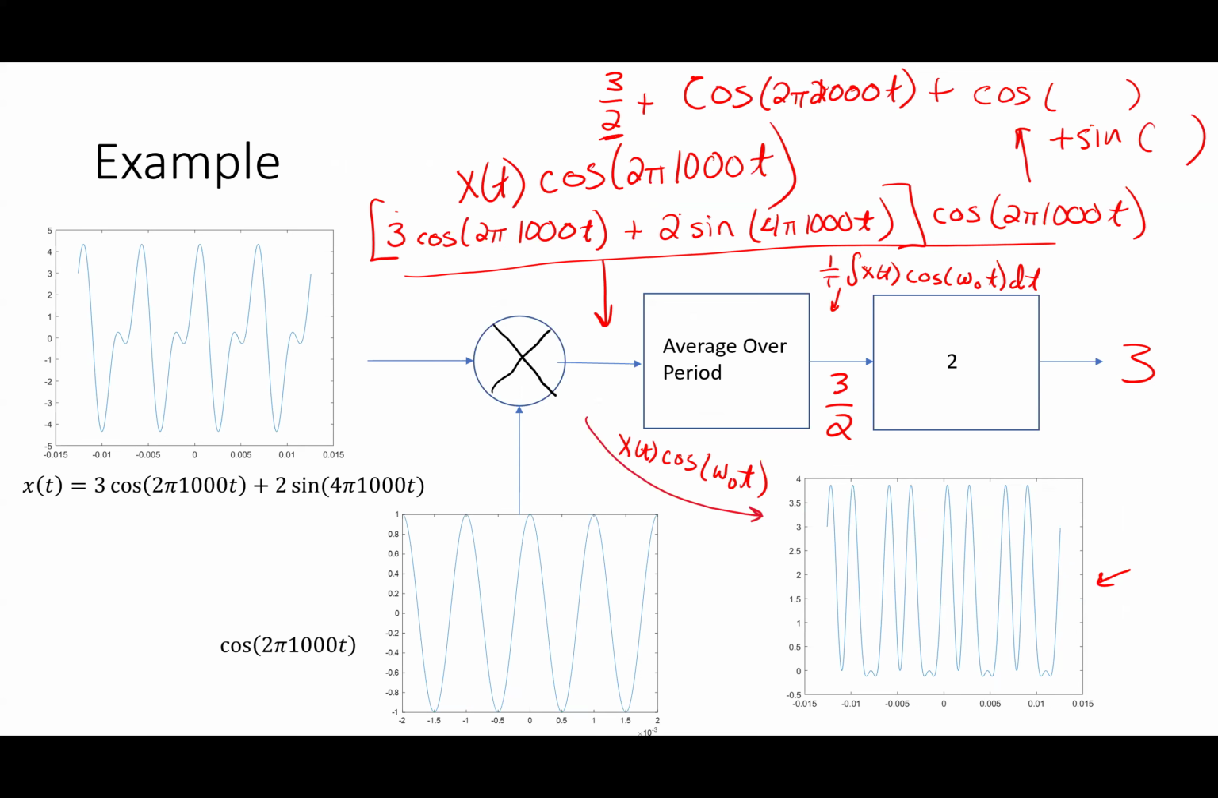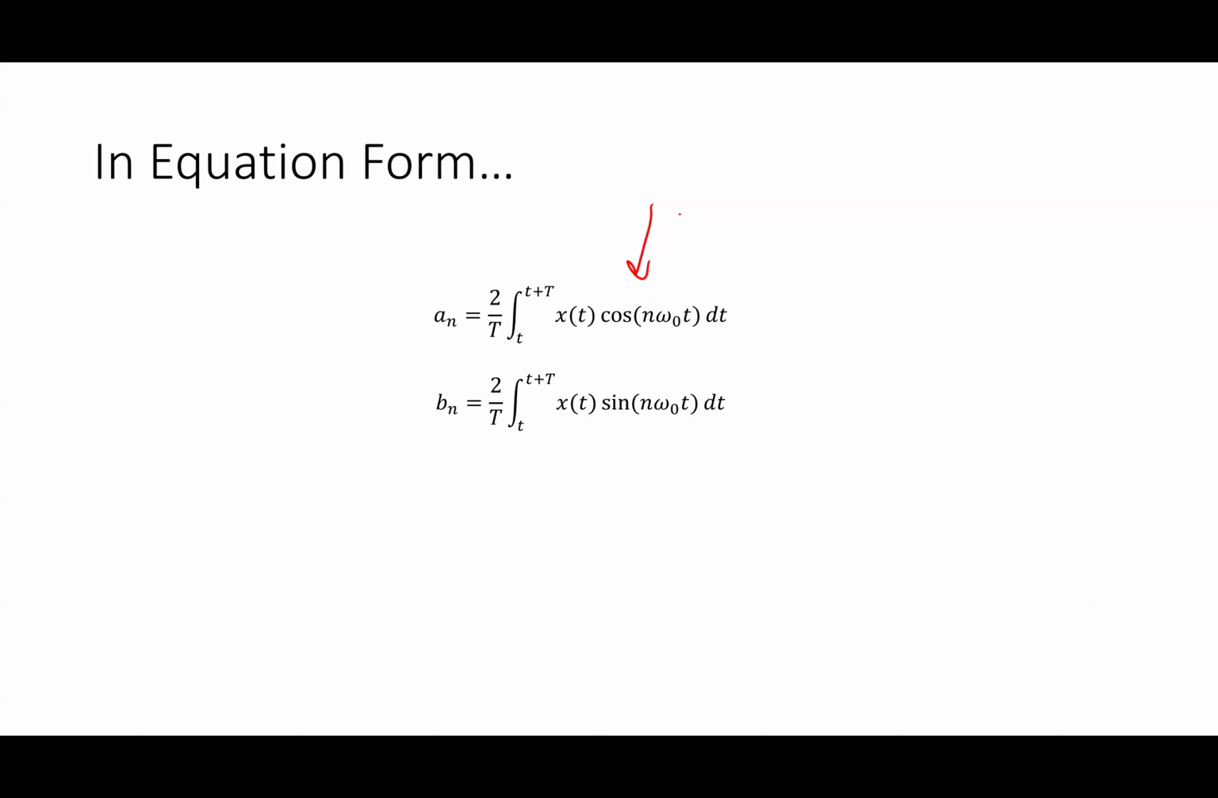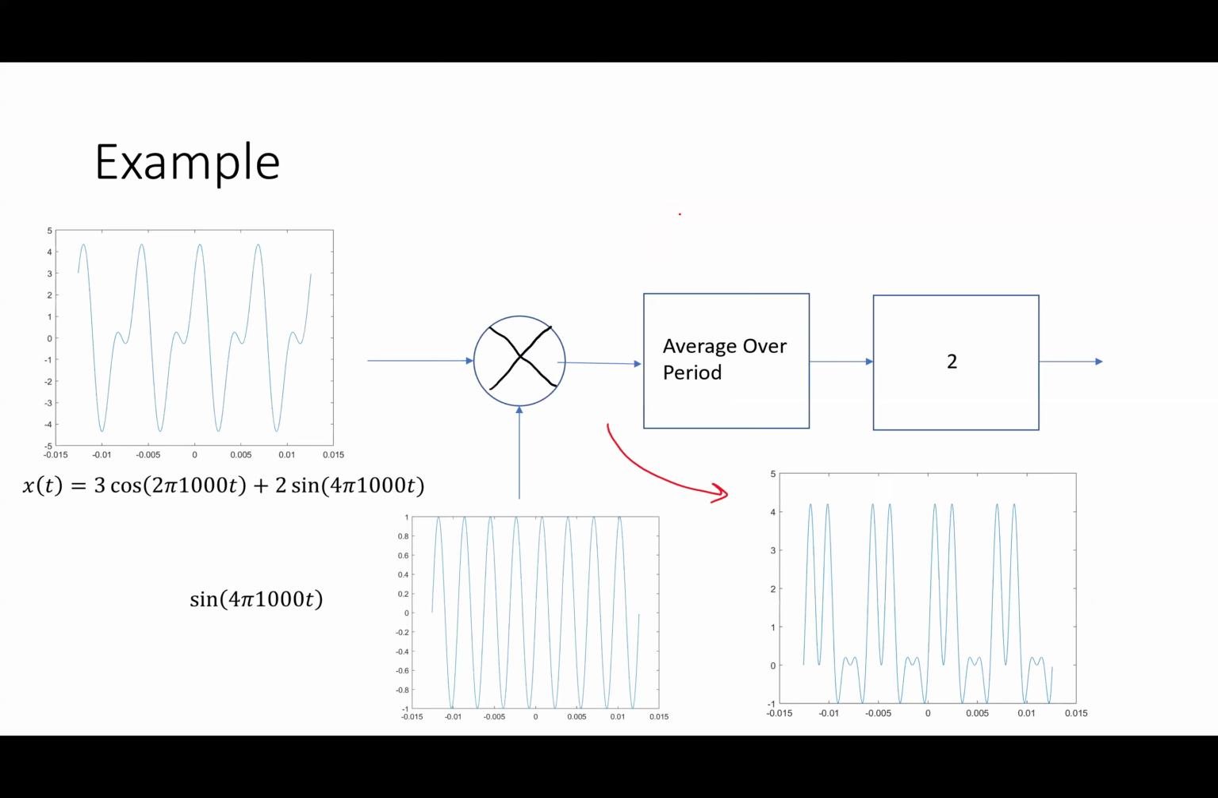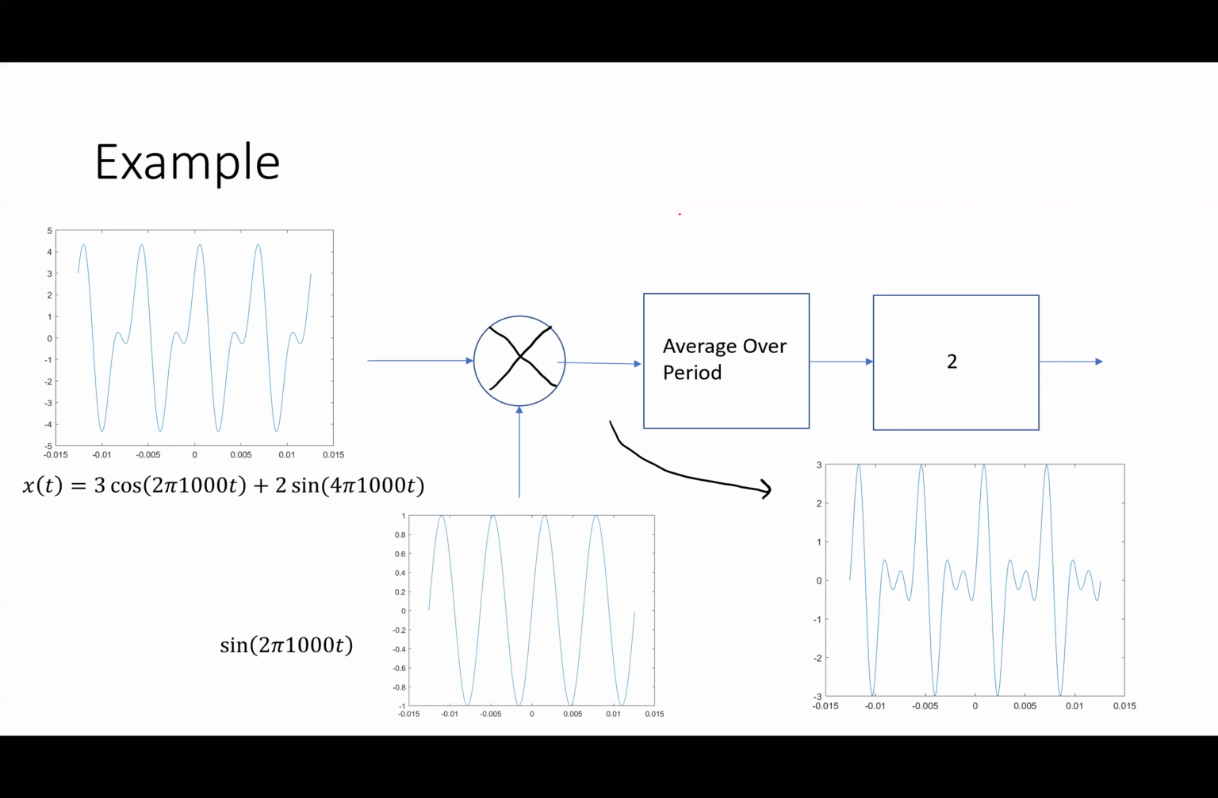For B of n, I do a similar thing. Instead of taking the waveform and multiplying by cosine, I multiply it by sine. Intuitively, I can take the same approach. What am I doing here? Well, I'm taking x of t and multiplying it by sine. That's what this guy looks like. What's the average of that waveform? Just looking at it, it goes from -3 to 3 and keeps repeating. Zero, right? This guy is calculating B1.